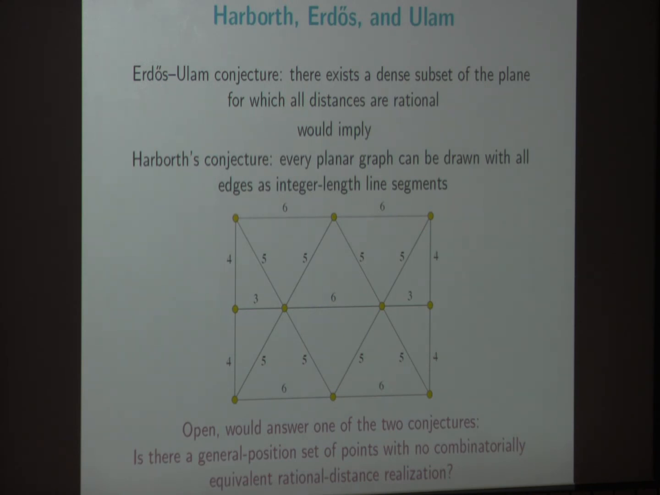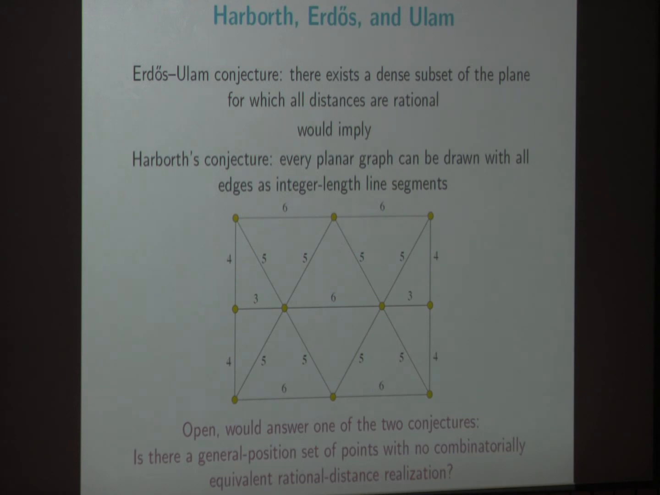My impression from what they wrote is that at least Ulam didn't believe that this was true. He thought that this would be unreasonable to be true, but he did ask this question: does there exist a dense subset of the plane for which all distances are rational? If that was the case, then we could draw every planar graph with its edges as straight line segments of integer lengths. And we don't know how to do that. The question of whether we can do that is known as Harborth's conjecture.